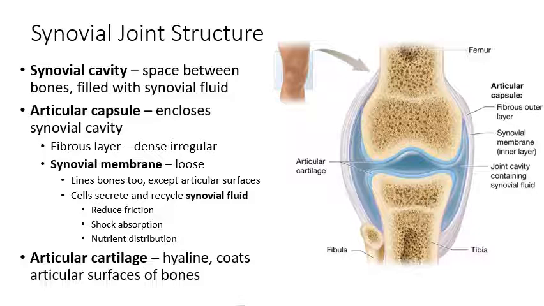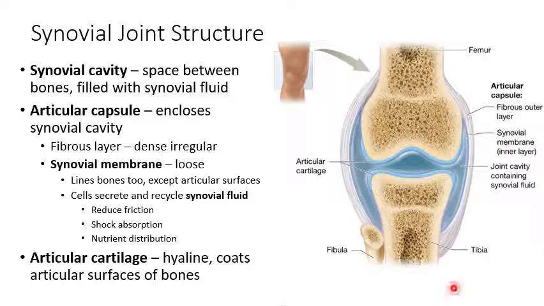And it's also very important for distributing nutrients to those interior structures of the joint, because as we're going to see in a moment, the synovial joints do not have a strong blood supply at all. Basically, only the articular capsule is receiving a blood supply. Everything else that's in there is receiving its nutrition from the synovial fluid that is made by the synovial membrane within the articular capsule.